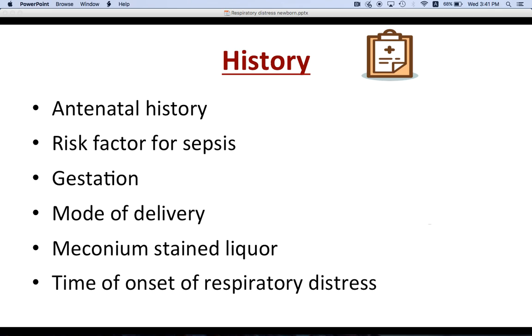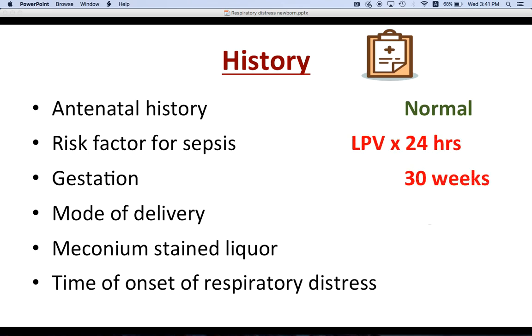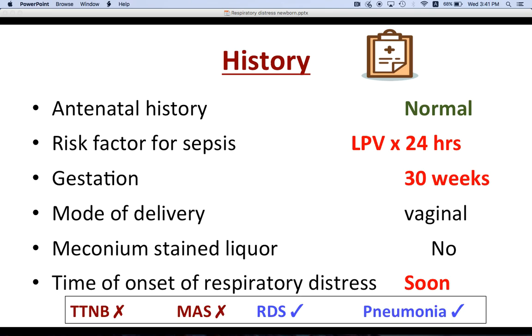So antenatal history, as we have been told, is normal. There is one risk factor for sepsis present in this kid, that mother had a leaking PV for the past 24 hours. Gestation wise, the baby is premature. The mode of delivery is vaginal. Meconium stained liquor is not present. And the baby developed respiratory distress soon after birth, right? So TTNB is unlikely in this patient as the baby is premature. There is no history of meconium stained amniotic fluid, so MAS is unlikely. RDS and pneumonia are our two possibilities.